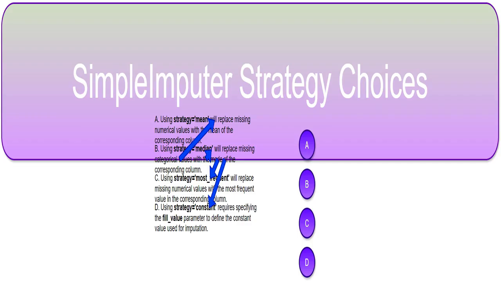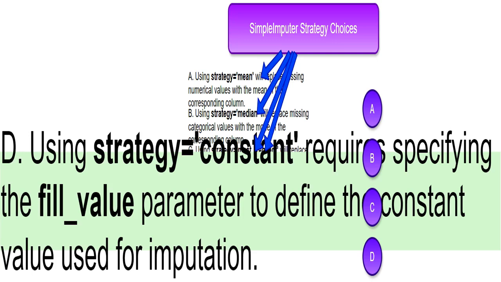This is the title of the quiz question. It tells us we're working with the simple imputer from Sklearn, a tool in Python used to handle missing data. This is correct. If you choose the constant strategy in simple imputer, you must also tell it what constant value to use to fill in the missing data points. You do this using the fill_value parameter.